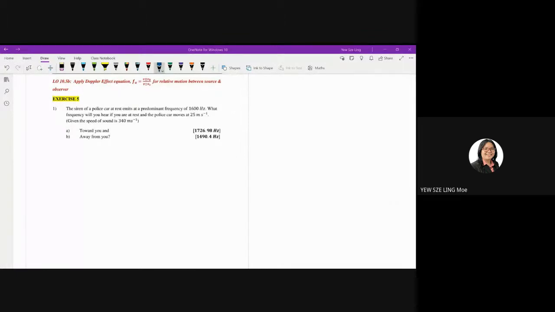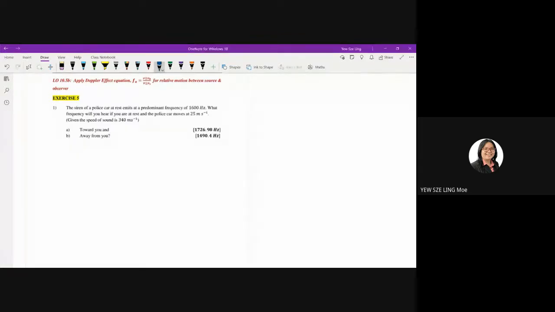Okay, so let us continue. Once we are done with these two questions, then that's all for today. So this is the Doppler effect. The Doppler effect tells us the change in the observed frequency when there's a motion, either the source is moving or the observer is moving.